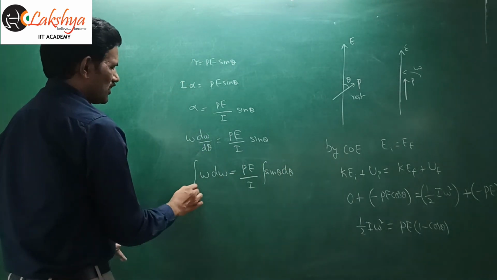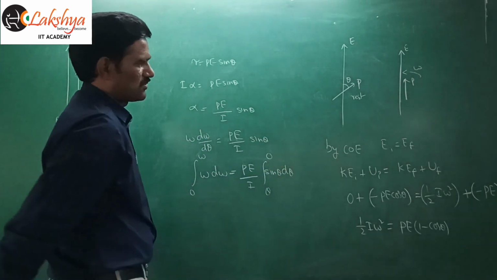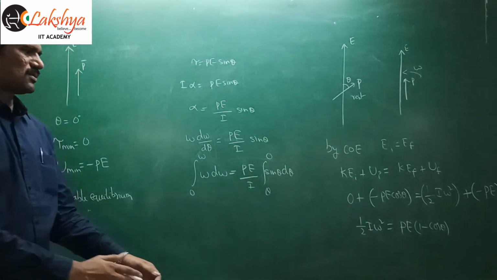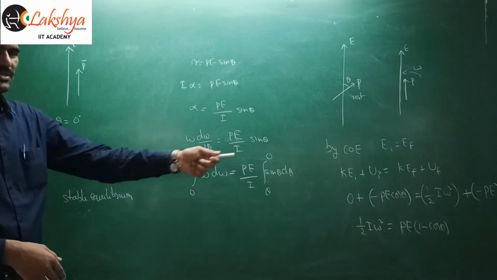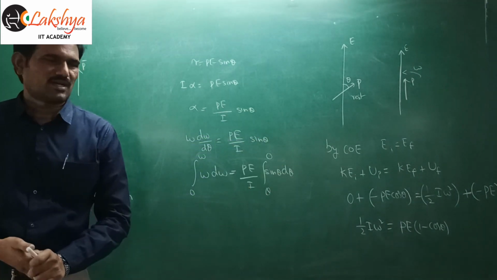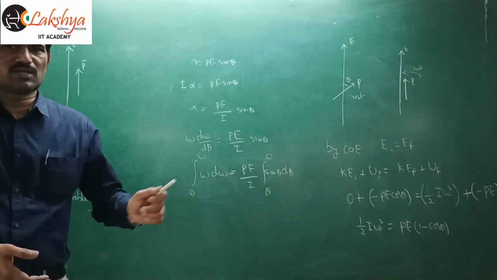This is from initially 0 to the final angular velocity, and on the other side from theta to 0, since the final angle is 0. Like that also we can do, but unnecessary calculation will be there. The simple method is to apply conservation of energy. In such types of problems you can proceed like this.